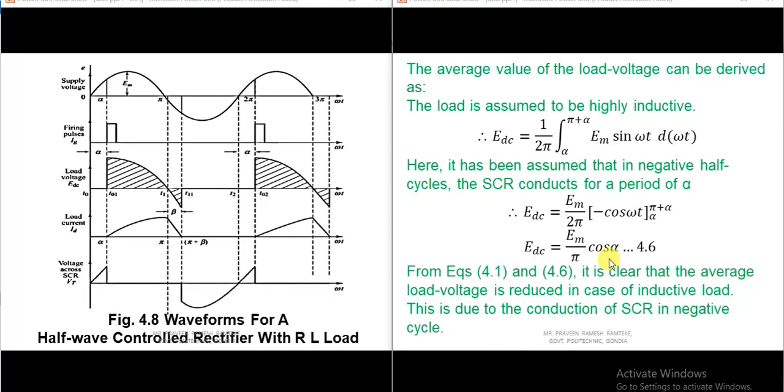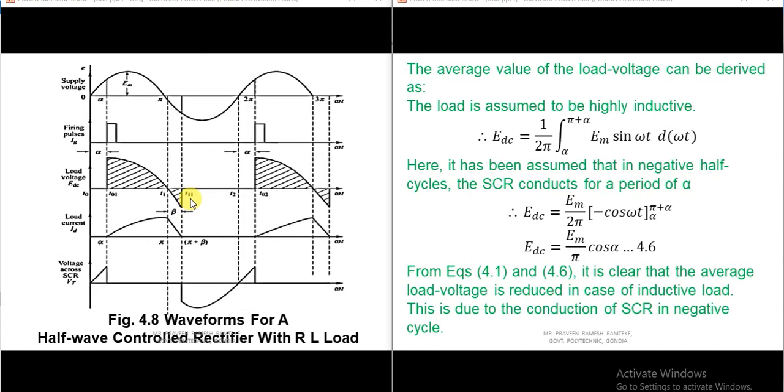And why are we getting large ripples? Because the SCR is conducting in the negative cycle also. So this is the very big disadvantage of using a half wave rectifier with the inductive load. Now there must be some mechanism to remove this negative ripple.